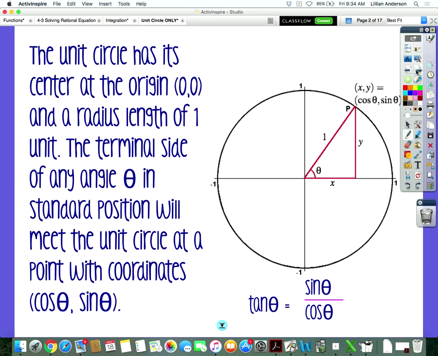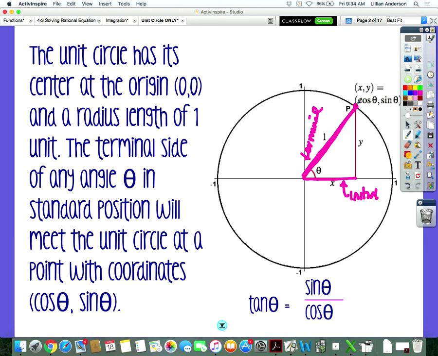First off, terminal side. Terminal side means the side that creates the angle. So this side right here that's along your x-axis is called the initial side. This is where the angle starts off. The other side that creates the angle with the initial side is called your terminal side. This is the one that moves. This is the one that creates the angle. And when it hits the unit circle, as we talked about in the coordinate axes part of trigonometry, that point can be found by cosine theta and sine theta.